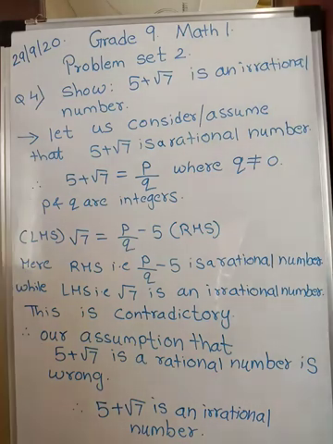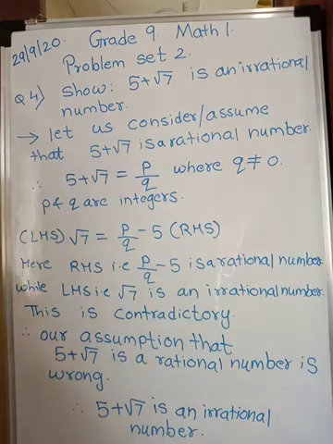Good morning, grade 9. Let's do the fourth question from problem set 2. Show that 5 plus root 7 is an irrational number. Now see students, this is a problem set, which means we have already done this type of problem in the earlier set. So let's go very quickly.